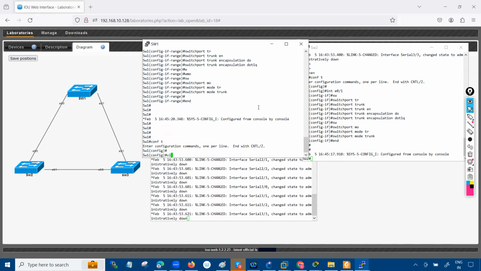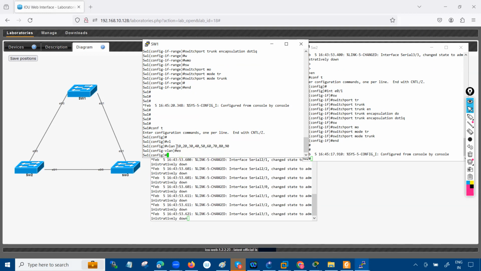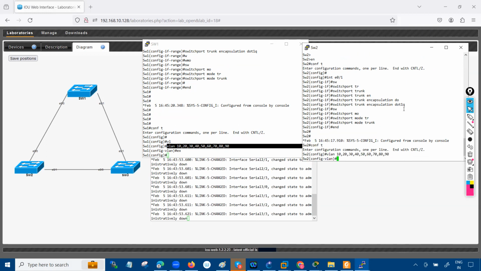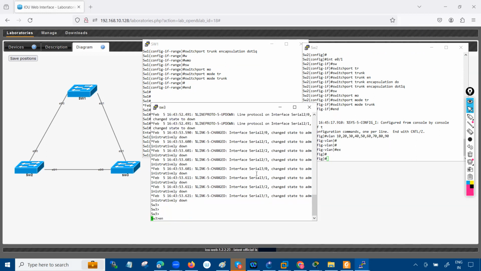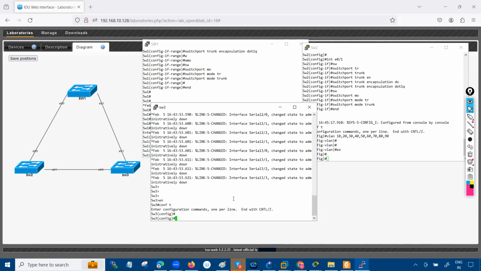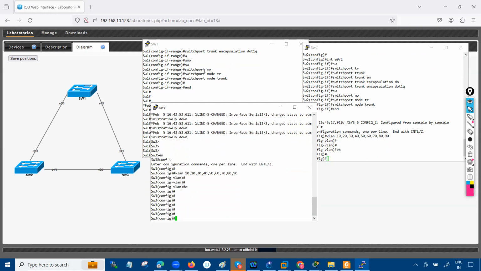Very simple command. I'm just going to enable the VLANs, VLAN number 10, 20, 30, 40, 50, 60, 70, 80, 90. Same VLANs I'm going to configure on all the switches right now. Switch 2. I'm just going to show you the behavior of MSTP. And all done. Now have a look at switch one.